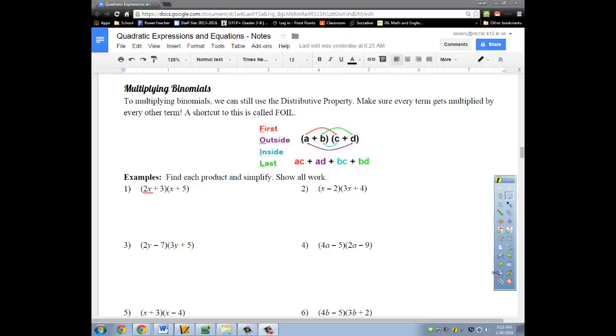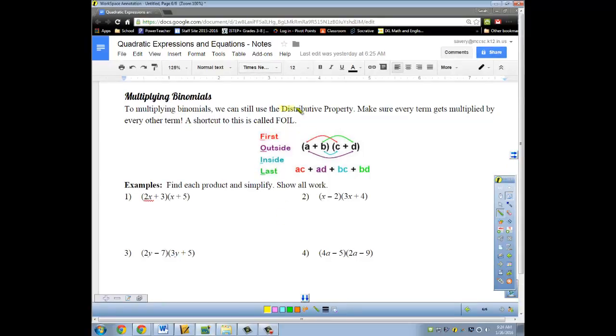Hey, today we're talking about multiplying binomials. So remember, a binomial is when you have two terms. And so we're going to have something with two terms multiplying by something else with two terms. To do this, we can still use the distributive property like what we've been doing, but we're actually going to kind of do it twice.